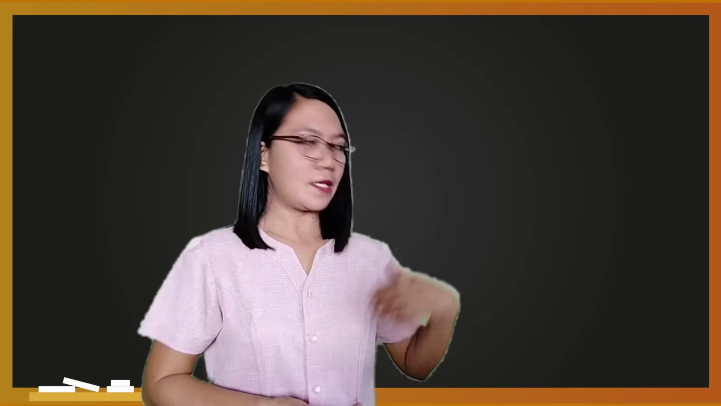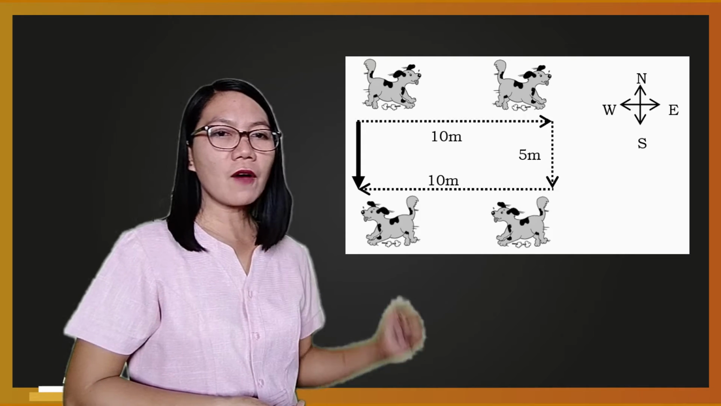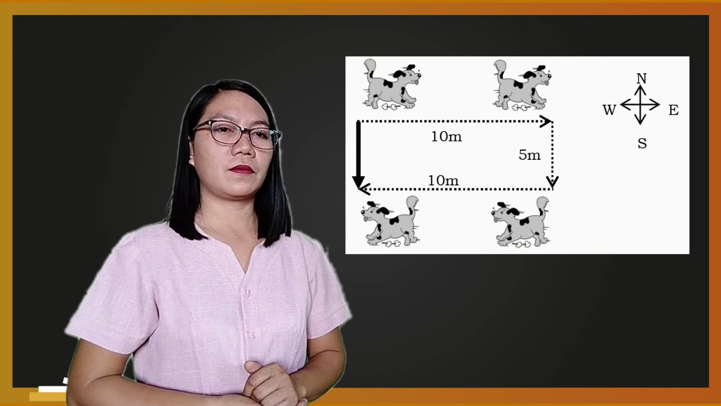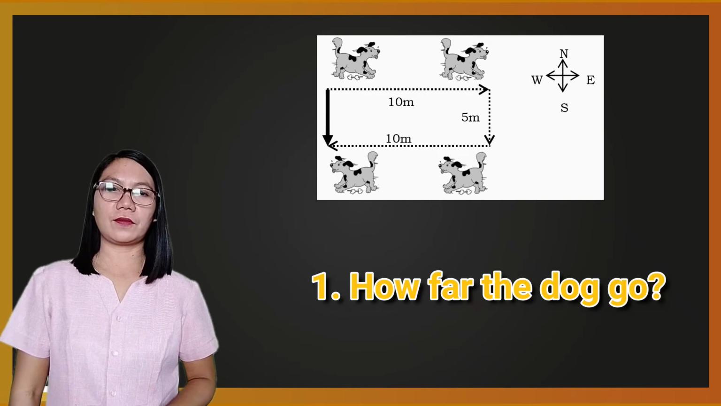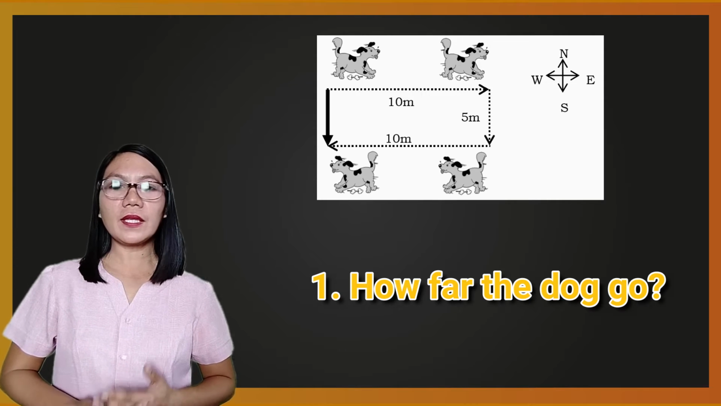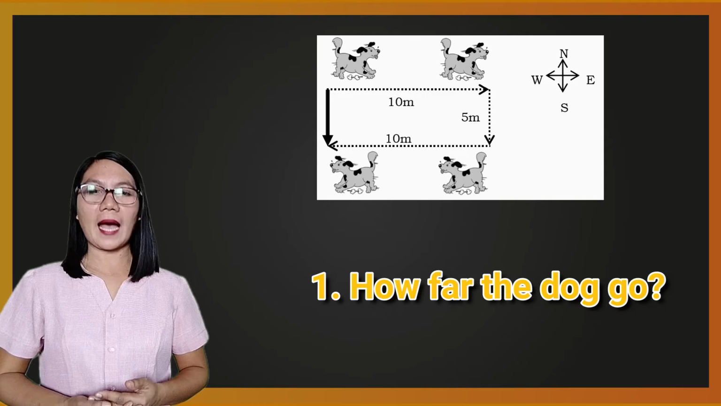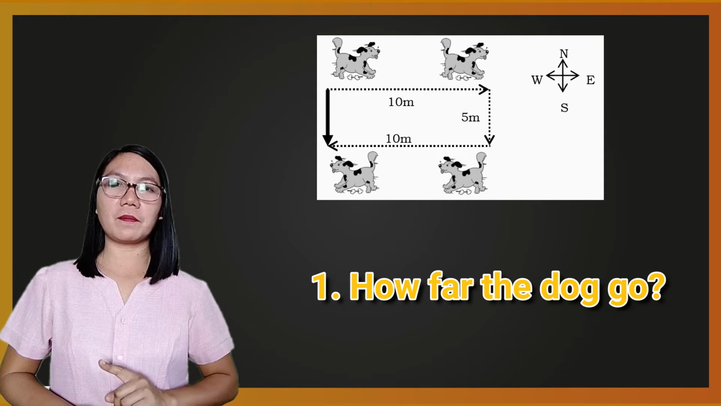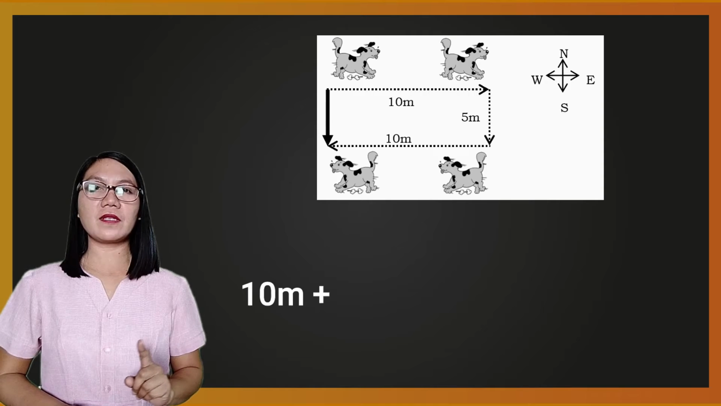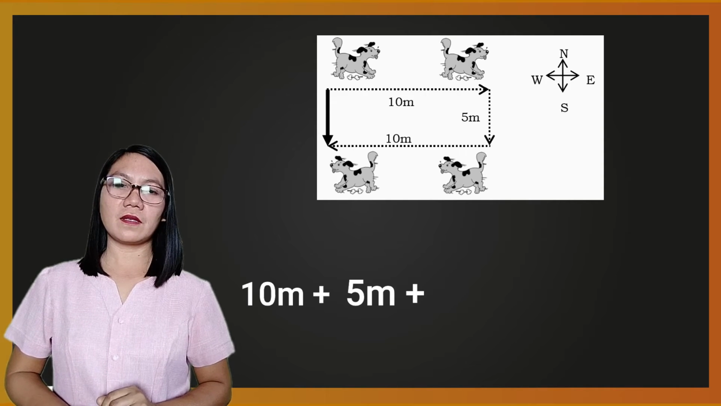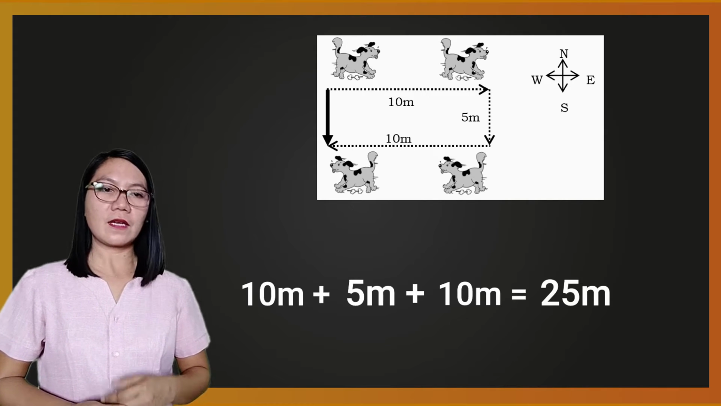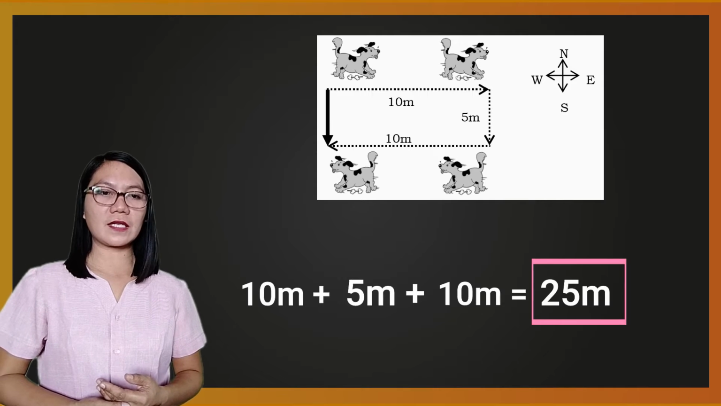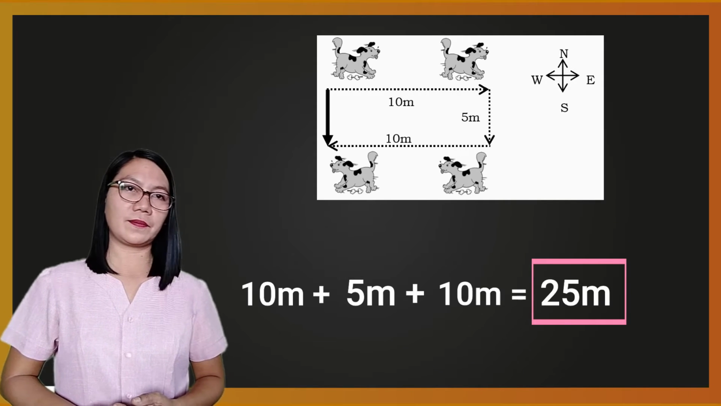To know better, let us try this simple problem. Study this picture. How far did the dog go? Question number 1. How far did the dog go? In order to know the total distance traveled by the dog, we will add all the distances traveled by the dog. 10 meters plus 5 meters plus 10 meters is equal to 25 meters. So, 25 meters is the total distance traveled by the dog.